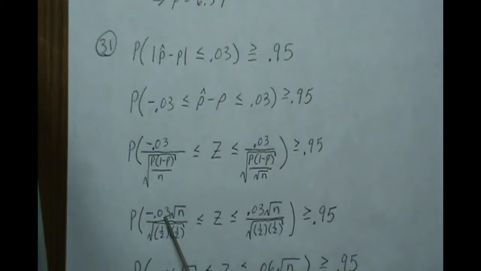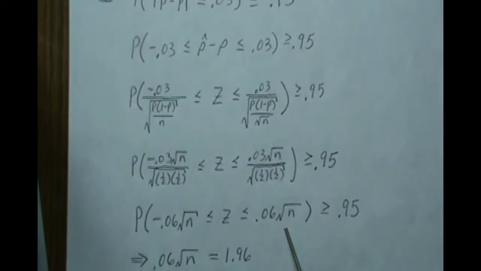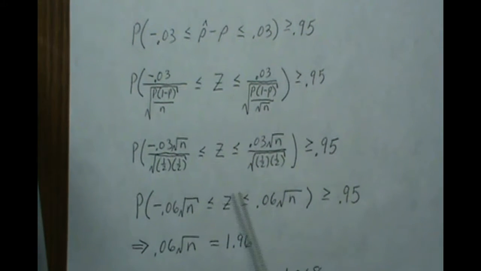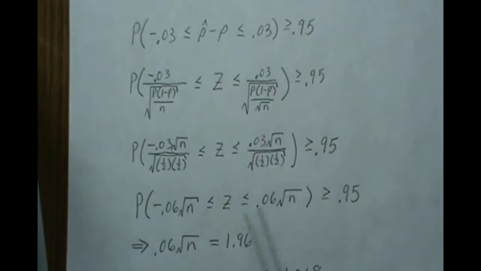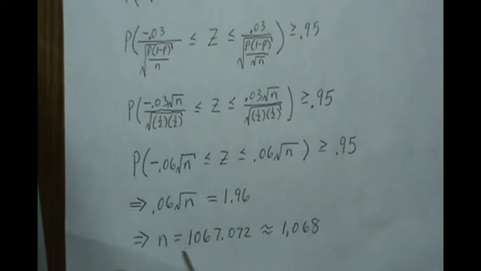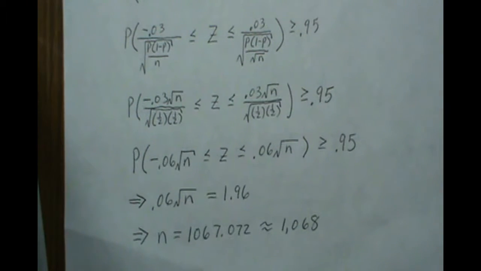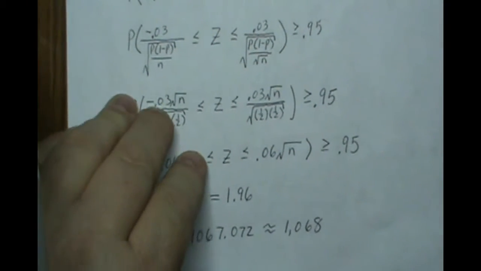So then you multiply it by 2 up here, same here, which then we get this. And then since this is a Z and being between these two, we want it to be 0.95. That implies that this endpoint is 1.96. You solve for n, you get 1067 with some change. So to guarantee it, you just take one more and you have 1068.